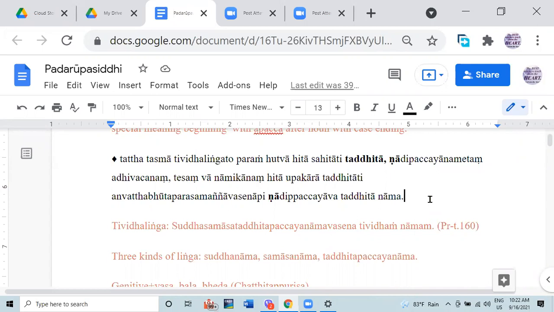No, it is explained in the Padarūpasiddhi, you know, Pasadika. This is in the Padarūpasiddhi Pasadika, page number 88. It's explained. Okay, so yes, I also explain according to the Padarūpasiddhi Pasadika.